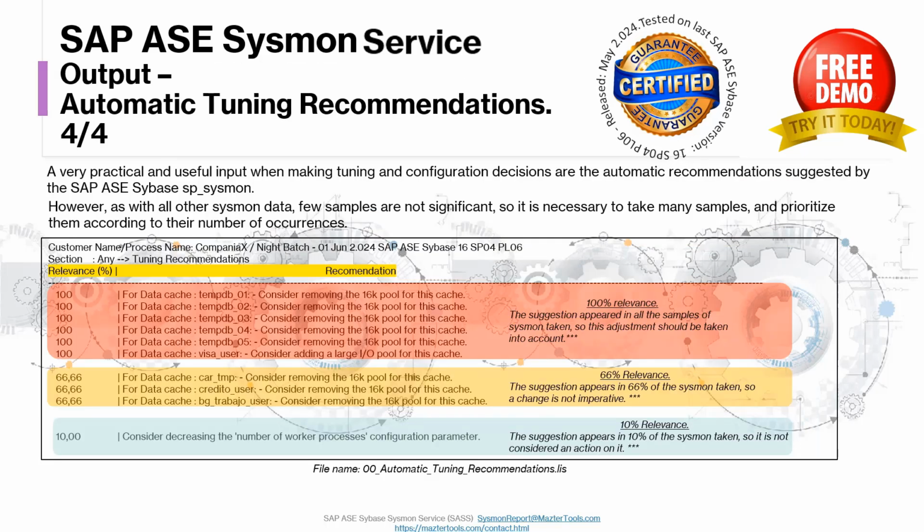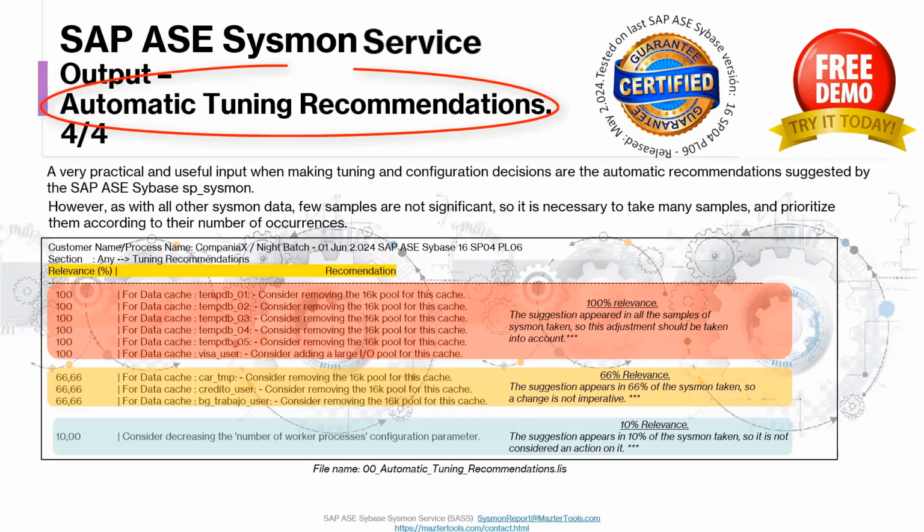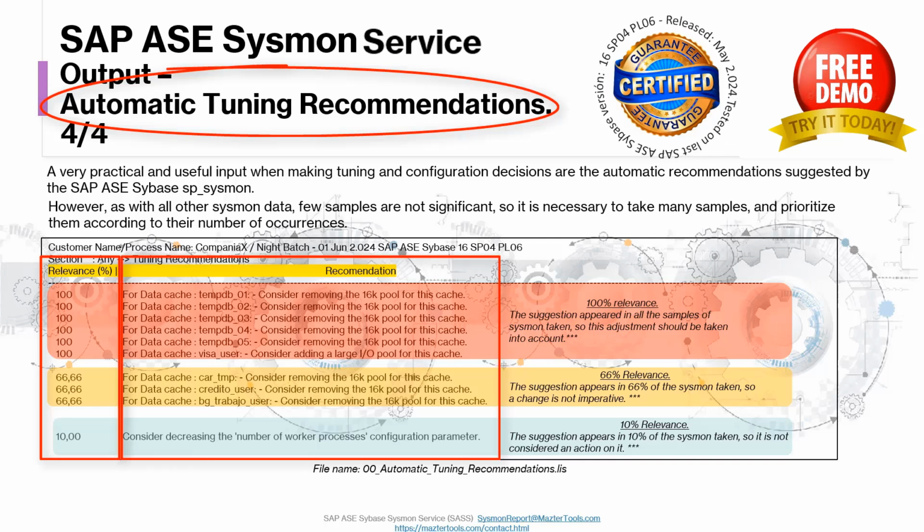An element to highlight for which we dedicate a slide is automatic tuning recommendations. Here we list all the recommendations made automatically by the SP Sysmon. In addition to this, we categorize them by giving them relevance according to the number of occurrences in the Sysmon, which gives us a very clear perspective of the need to apply or not these recommendations according to their relevance or priority.